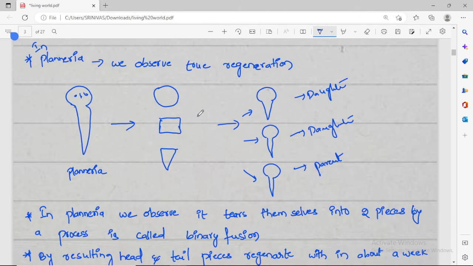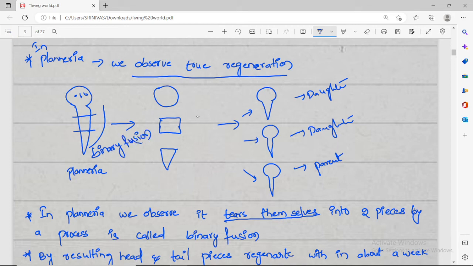Next, in planaria, what happened? We observe true regeneration. Planaria tear themselves, or split themselves, or cut themselves into two pieces. This cutting process is called binary fission.